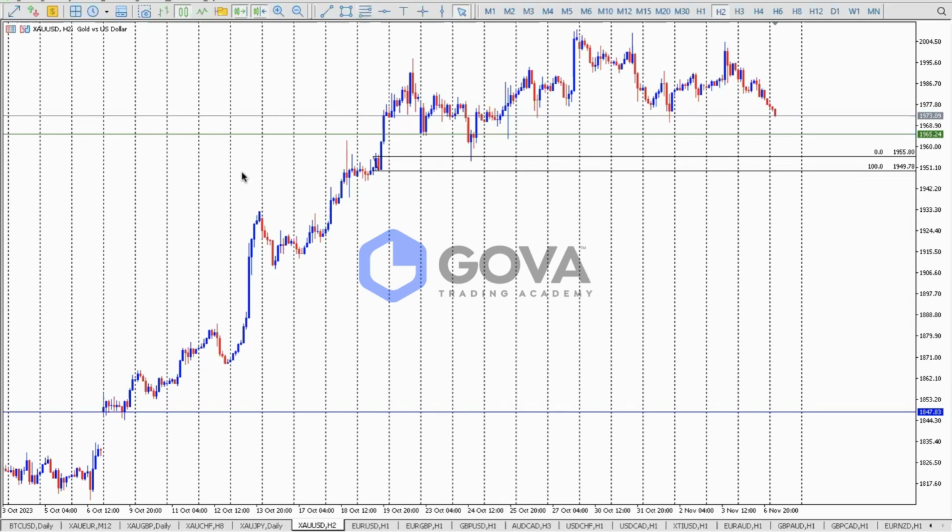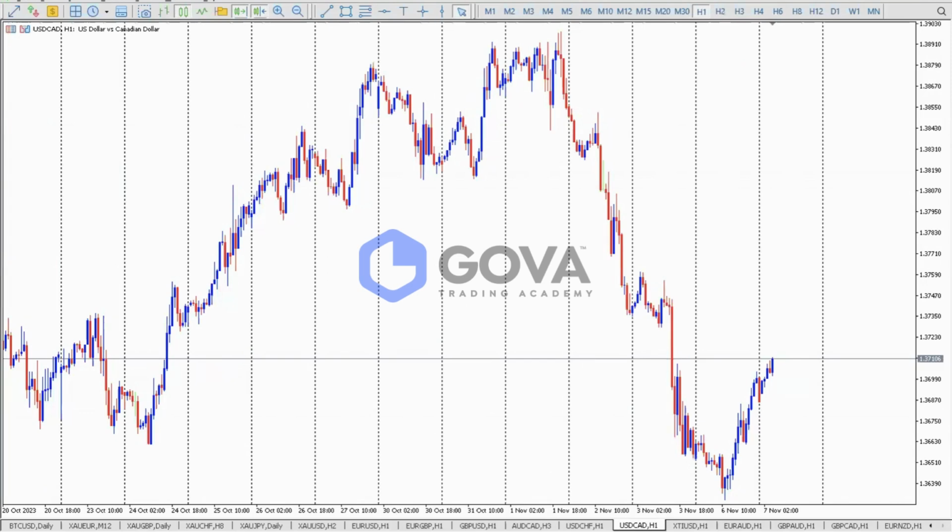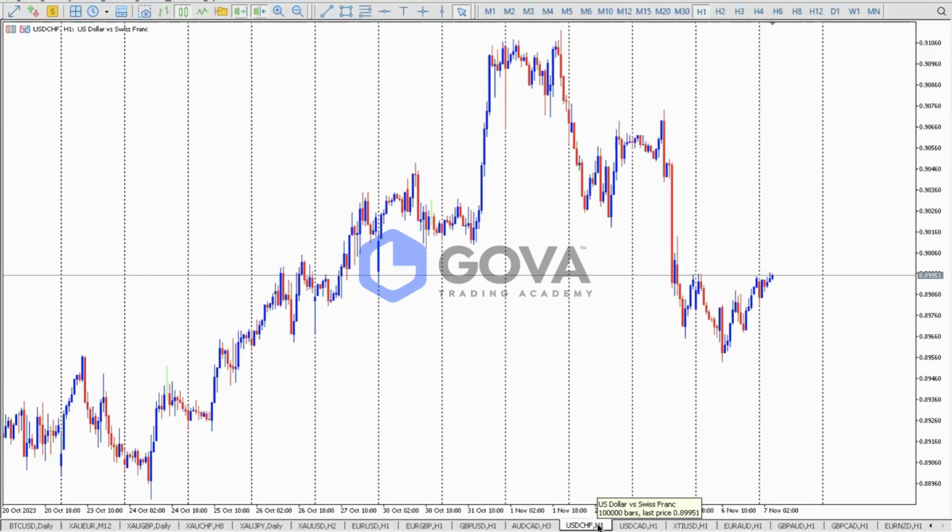If you have two zones, one zone is visible, one zone is hidden. So sometimes, for example, let us look at this pair here. That is USD CHF. On USD CHF, let us analyze this trade.